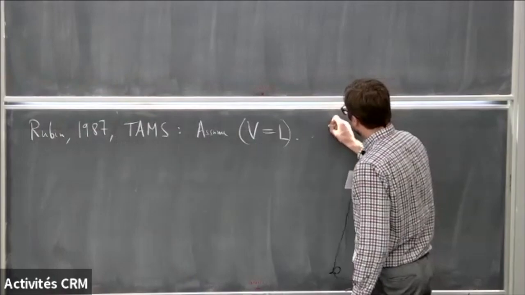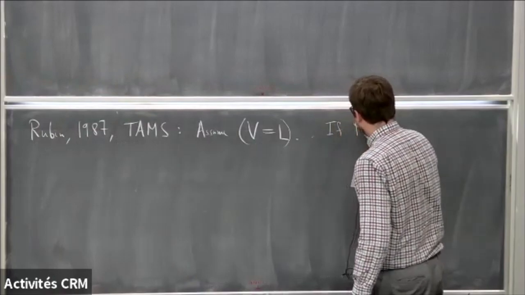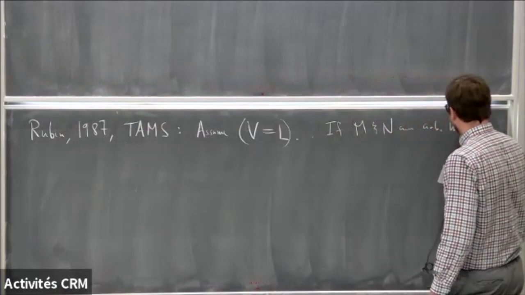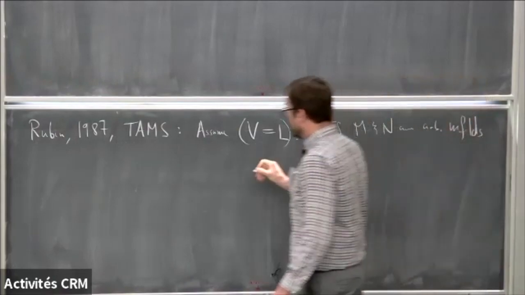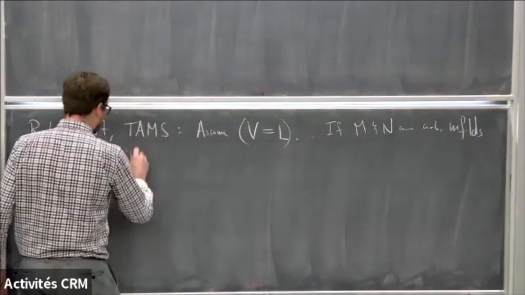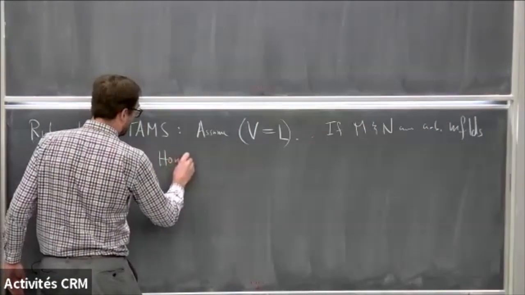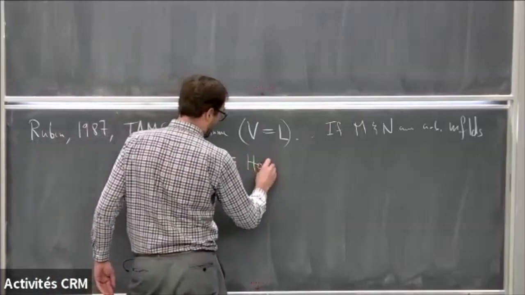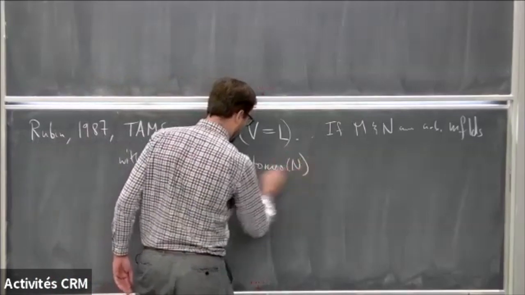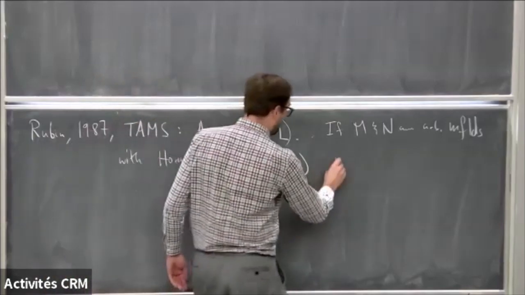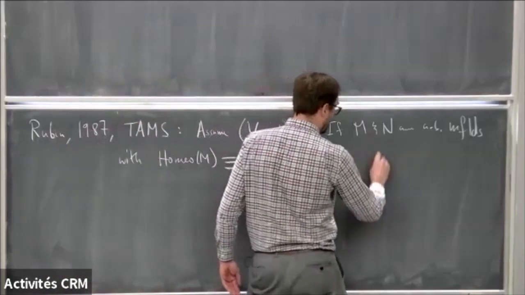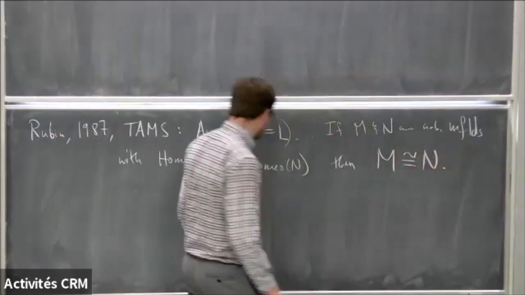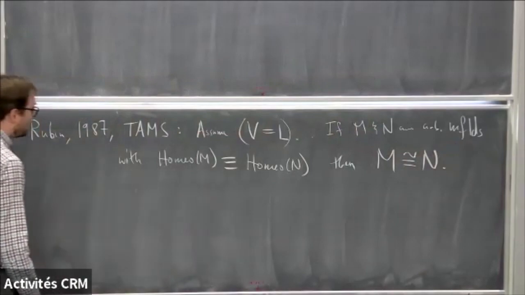Then if M and N are arbitrary manifolds with homeo of M elementarily equivalent to homeo of N, I'll explain what that means in just a second, then M and N are homeomorphic as manifolds. Okay, so what's going on here?